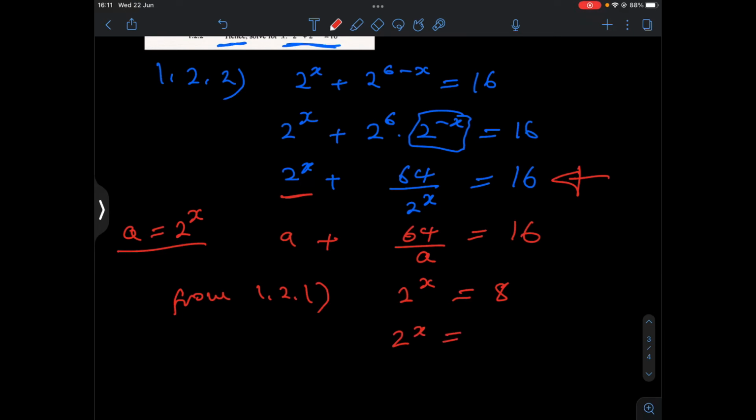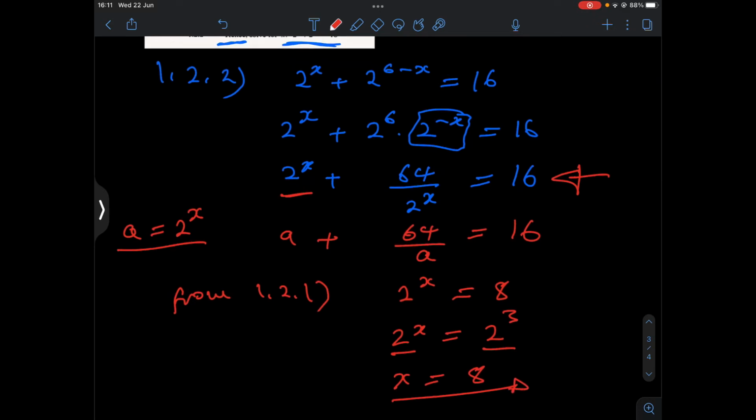2 to the power of x equals 2 to the power of 3, right? Now that we have the same bases here, we can equate the exponents. So the value of x is 3. That's the answer to this question.